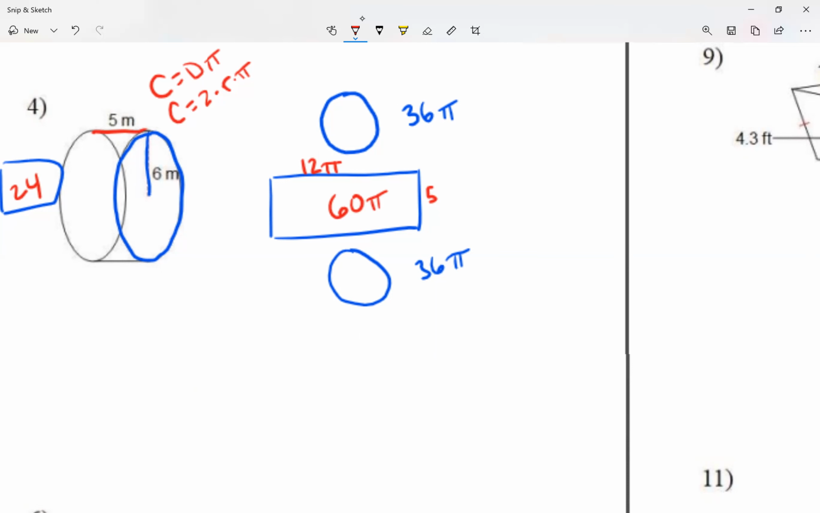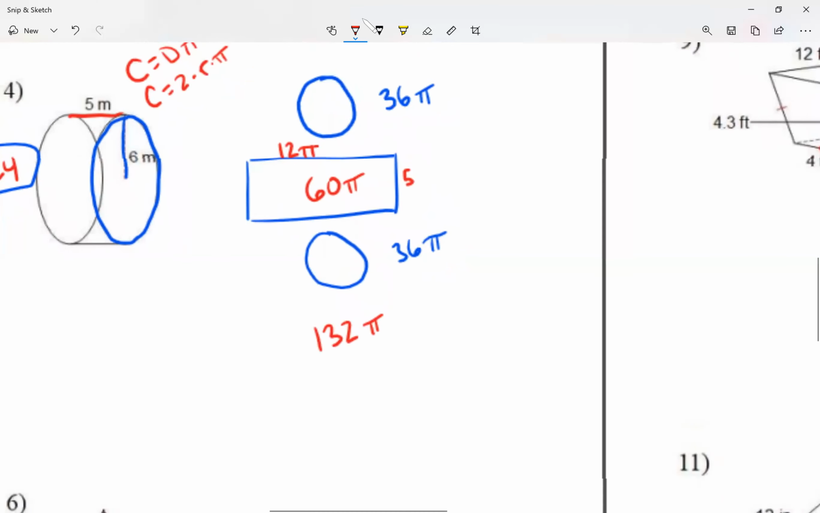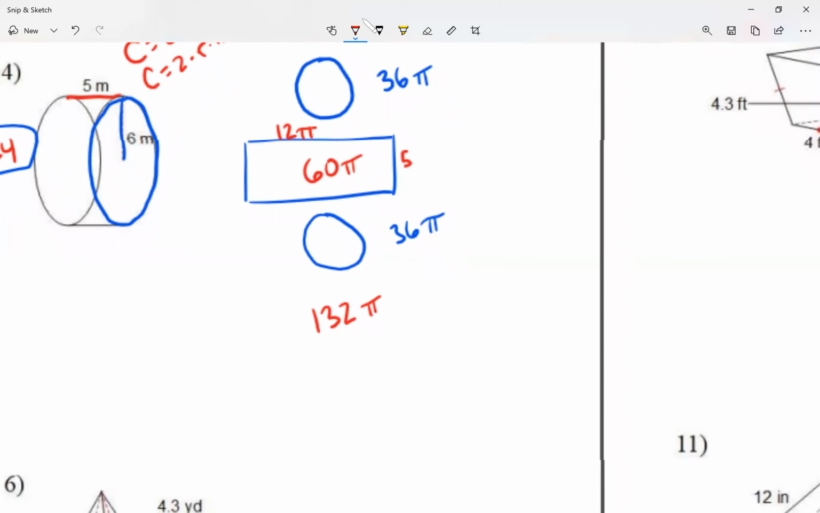Okay, so I have the area of my circles. I have the area of my rectangle. I'm just going to add everything. So right now, I'm leaving pi as a pi. Right now I have 132 pi. I just added everything, 36 plus 60 plus 36. If my instructions are leave pi as a pi, because sometimes you guys will run into such instructions, 132 pi, that's it.